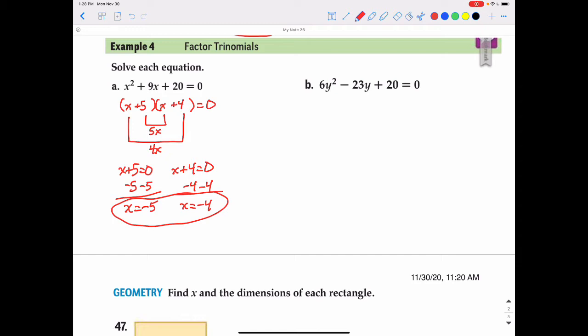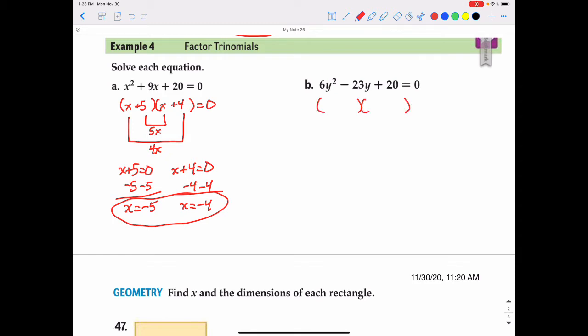Part B, can we factor it? Is it ready to be factored? And how do you know? We know it's ready to be factored because it's set equal to 0, and it contains, in this case, a y squared, so we're going to have to solve this by factoring.